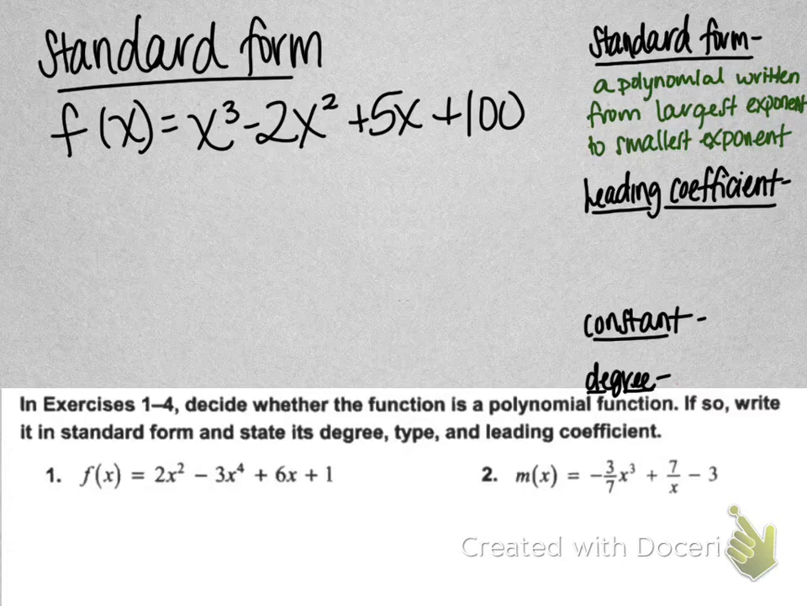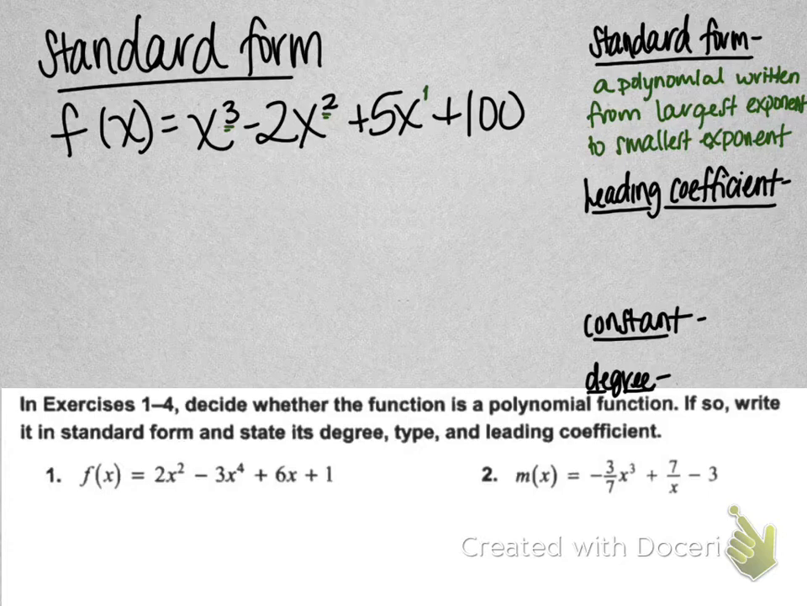So as we can tell, this function right here is already written in standard form. I've started with the exponent 3, then I go to the exponent 2, and then I go to the exponent 1, technically, because the understood exponent of just x is 1 when no exponent is shown. And then, of course, I have that plus 100. And if I wanted to get super technical, I could say that it does have a variable, but it's raised to the power of 0. But we can focus on that on a different day.